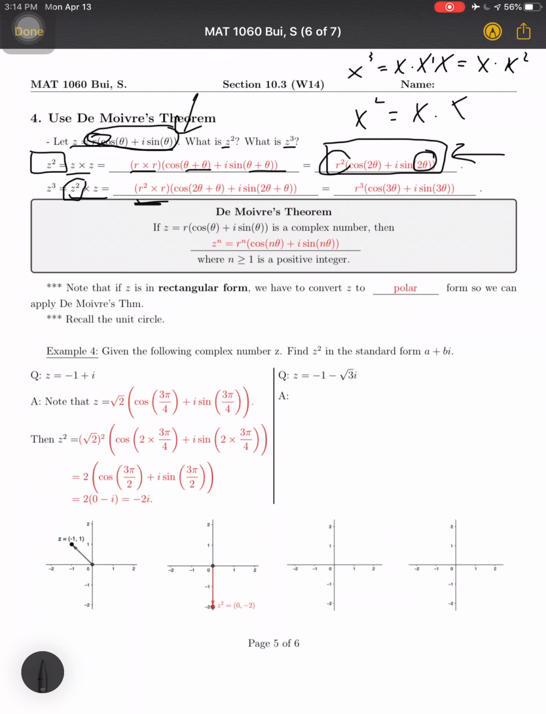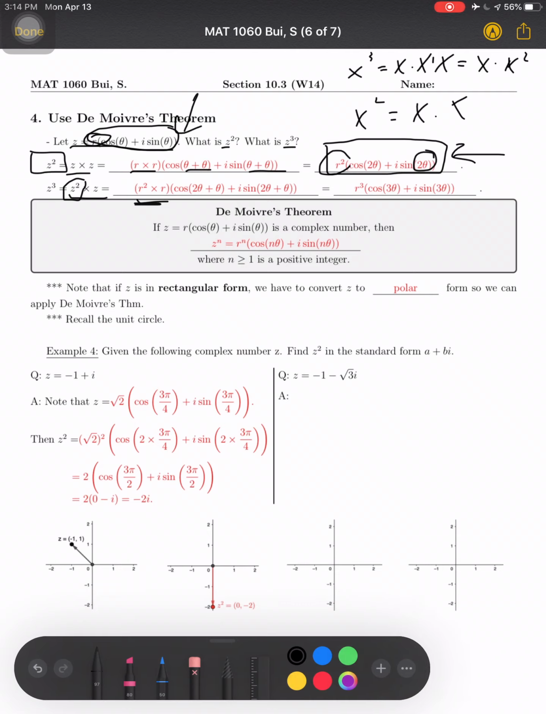Let me test. Okay, my pen doesn't work anymore for some weird reason. I don't know why. Let me use my finger instead. Okay, sorry for this, you guys. It's gonna be ugly, but well.